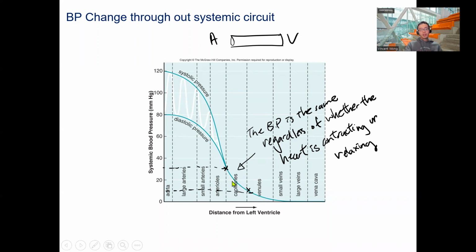So generally speaking, the blood pressure would continue to drop the further away you are from the heart. By the time you get to the vena cava, the superior vena cava, inferior vena cava, you virtually have no pressure, and then it would just fall right into the right atrium.